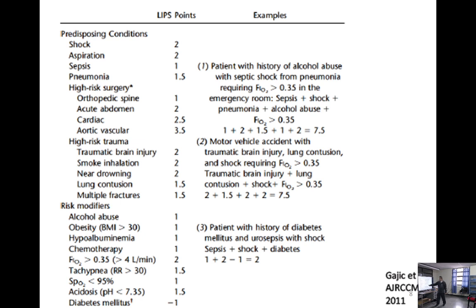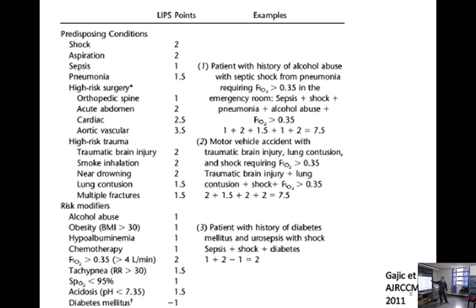So other risk modifiers, you have got alcohol. Just taking alcohol doesn't make you high risk. Alcohol abuse means alcohol abuse. The person takes a huge amount of it. And then the patient is on chemotherapy, etc. And tachypnea is already there. SpO2 is very low. Acidosis is there.